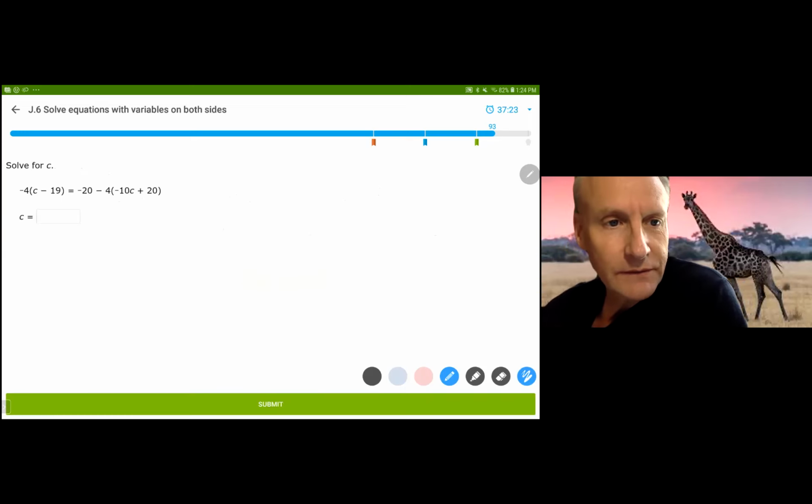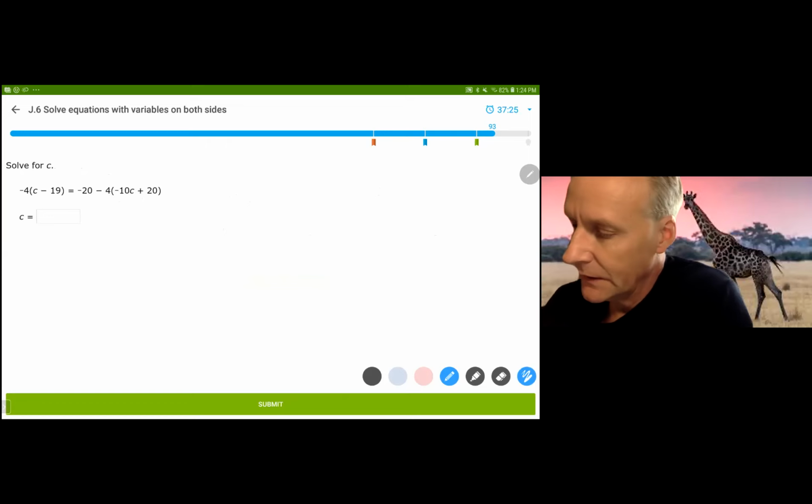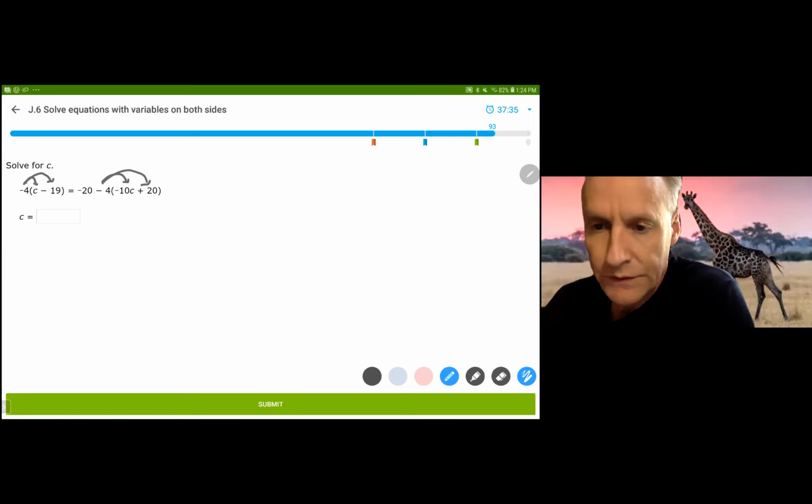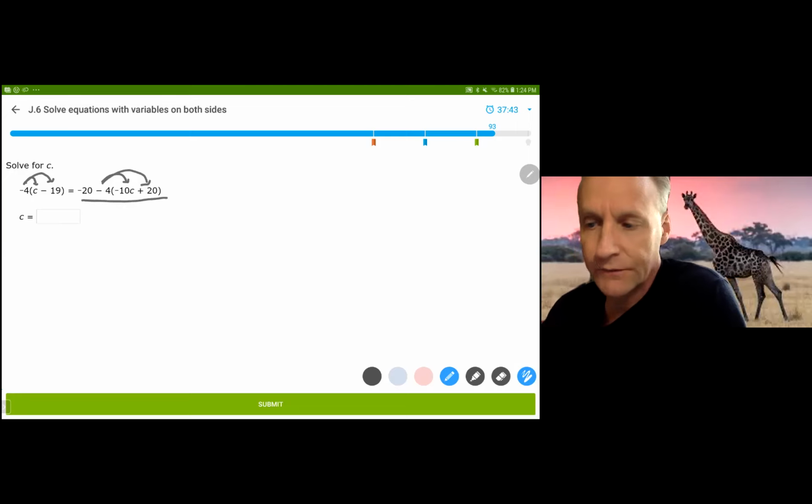In this one, we have 2 distributions going on. Look at that trick right there. There's a negative 4 that I have to distribute. And here's another negative 4 that I have to distribute. If you don't distribute the negative, you will get it wrong, especially for this side. A lot of people distribute a positive 4 there and just leave the subtraction in place, which is going to give you the wrong answer.